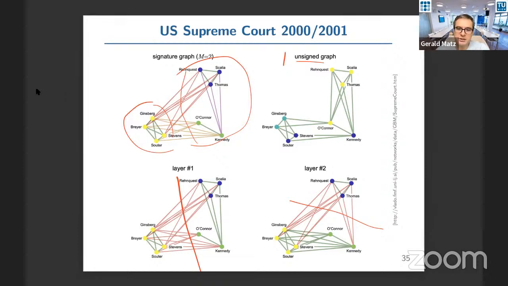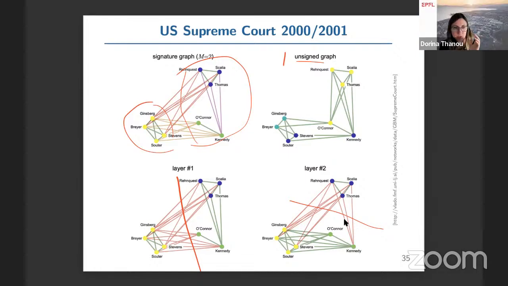Okay, so you see this here in the example for the Supreme Court, right? If there's an edge between two justices in layer 1, it must be there in layer 2. It can have another sign, right? And it does. So for instance, here, Rehnquist and Kennedy are both conservatives, so there's a green edge on layer 1, but on layer 2, they disagree on certain subjects. And this is expressed by the red edge on the second layer. But the edge is there.